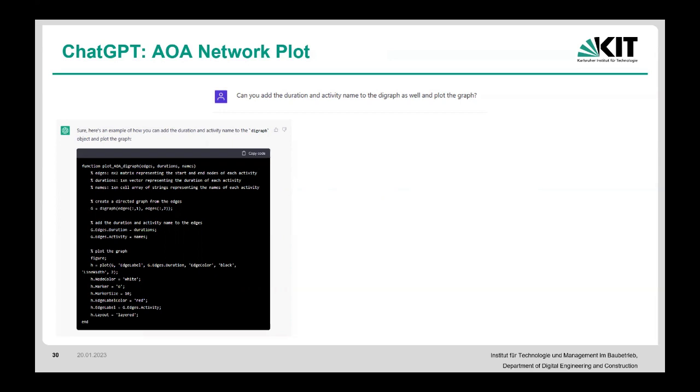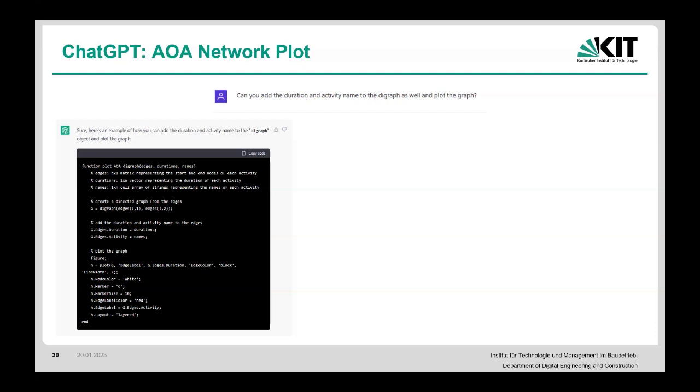So it says edge is an n by 2 matrix representing the start and the end nodes of each activity. Okay, that is exactly what we get if we build this AOA network. For every activity, we know what the edge name is going to be, right? The node name is going to be, let's say activity A for you guys was from 1 to 2. So you create a matrix and you give that information, that would be your edges. For the duration, it's a 1 by n vector representing the duration of each activity.